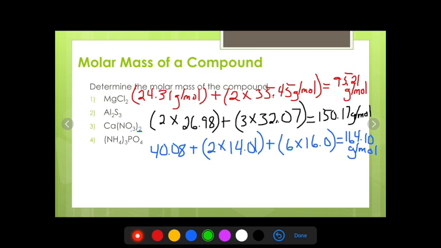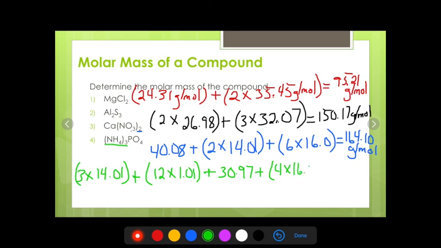Okay, last one. Start with nitrogen. So here we have 3 nitrogen, because we're going to take 3 times 1. So 3 nitrogen. Nitrogen weighs 14.01. And then we have 12 hydrogen. So we're going to multiply 12 times 1.01 is the weight of hydrogen. There's only one phosphorus, and it weighs 30.97. And then we have 4 oxygen, and oxygen weighs 16 grams per mole. So the weight of ammonium phosphate is 149.10 grams per mole.